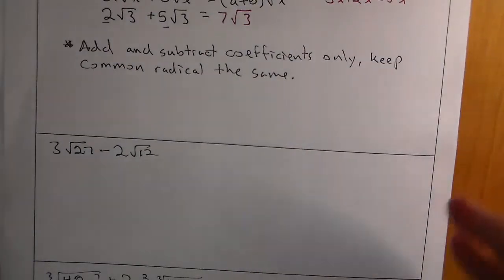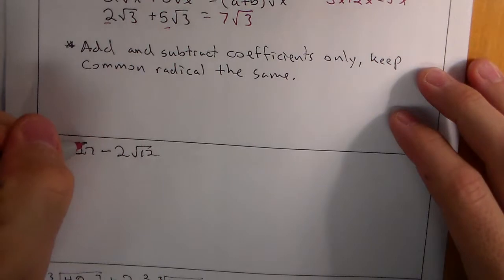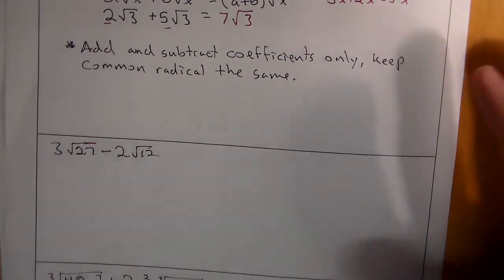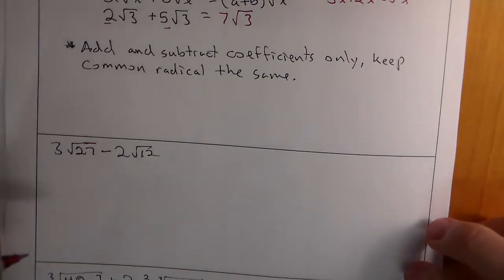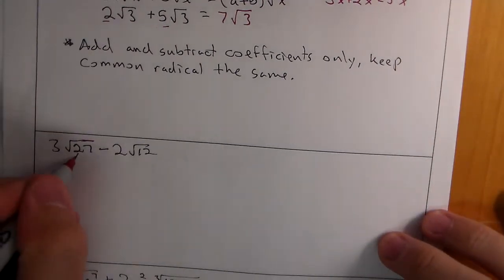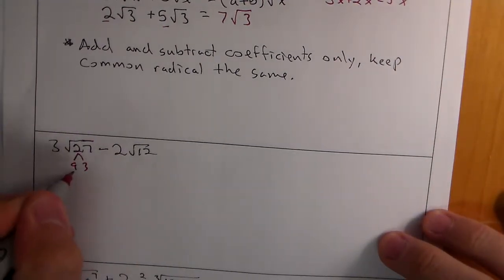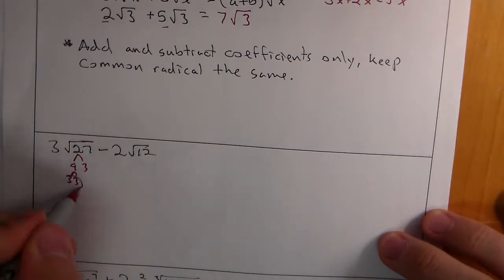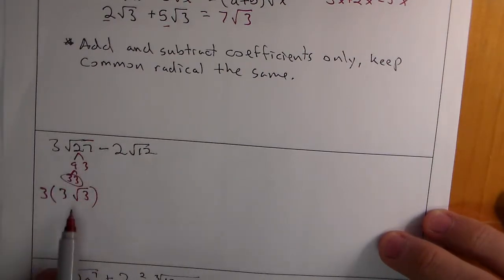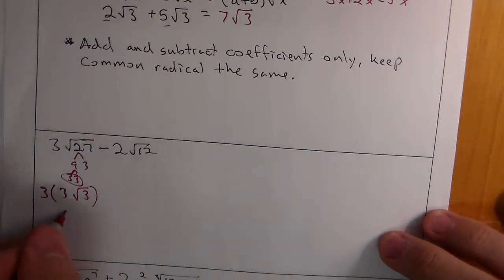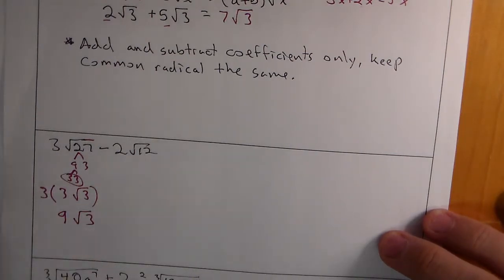So now when we look at something like 3 root 27 minus 2 root 12, they don't have the same radical. I need to simplify them first to see if that happens. So we simplify separately to see if they match. So 27 is 9 and 3, which gives me a pair of 3's. So I'm going to go 3 came out, 3 left over. So square root of 27 became 3 root 3. Multiplied by the 3 on the outside, we now have 9 root 3.